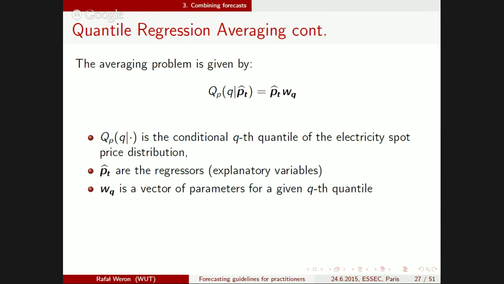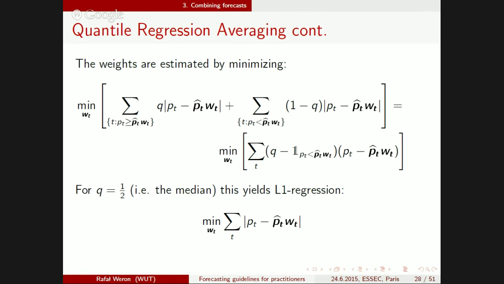Now, the averaging problem is given by the following equation. On the left-hand side, you have the conditional quantile of the electricity spot price distribution. However, of course, this could also be load, if we have applied the method to loads. On the right-hand side, you have the different regressors. Those are the different individual forecasts. And W is a vector of parameters for a given quantile. You obtain these weights by minimizing the following function.